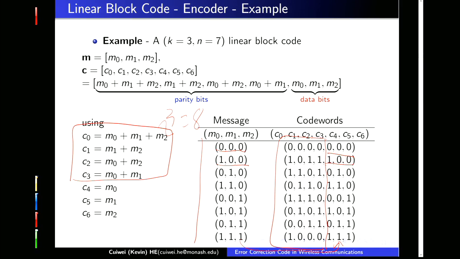We can use one to check how we are doing this. For instance, the first bit in the code word is M0 plus M1 plus M2, which is 1 plus 0 plus 0, which is 1. The second bit in the code word is M1 plus M2, which is 0 plus 0, which is 0. The third one is M0 plus M2, so it's 1 plus 0, which is 1. And the other one is also 1. So if we input the message sequence 100 into the encoder, this is what we get: the generated code word.